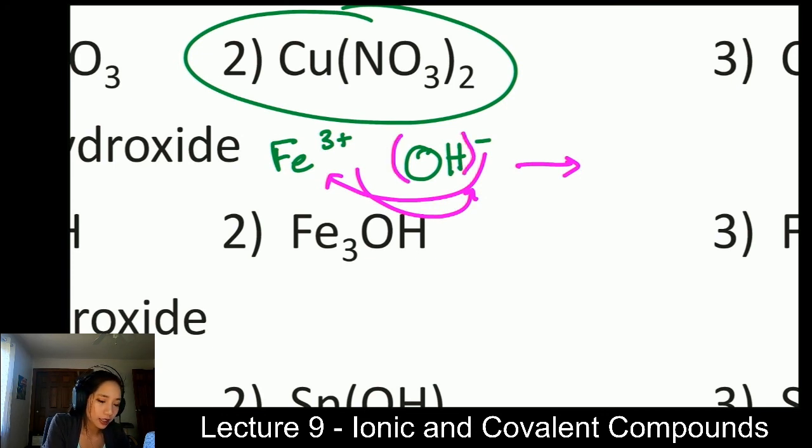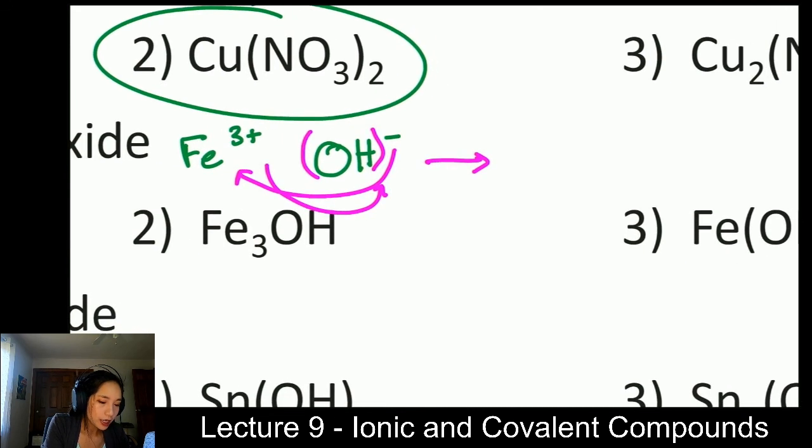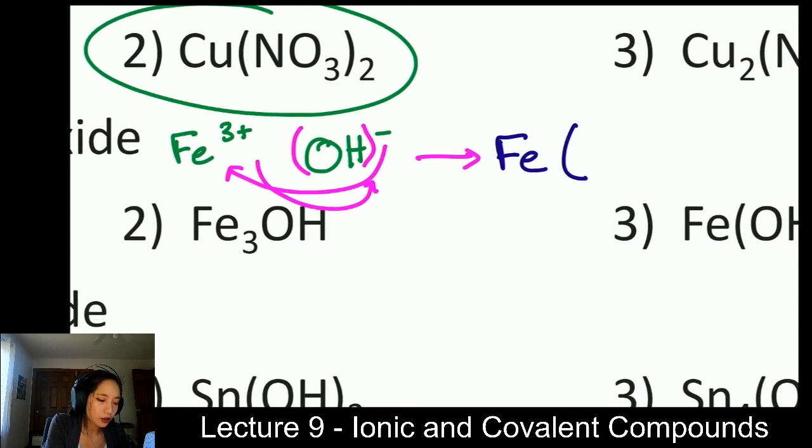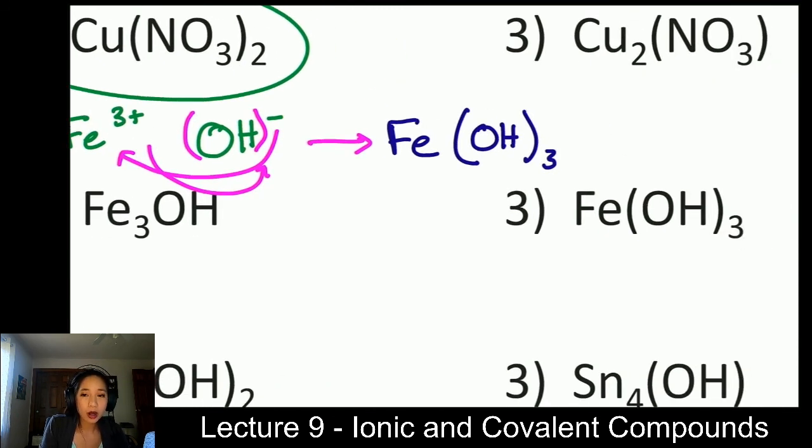So our answer here, since there is a -1 charge on hydroxide, there's only 1 iron. And since there's a 3+ charge on iron, there needs to be 3 hydroxides. And I'm going to put that whole thing in parentheses. So that would be our answer.